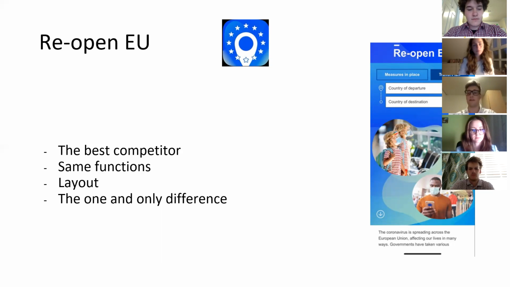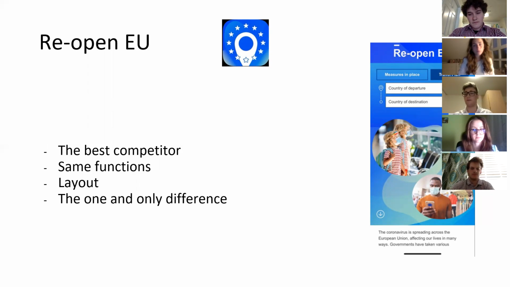Our best competitor, in my point of view, is the app Reopen EU. It has a pretty similar function as our prototype. It can tell you rules and regulations in your place, and it can also show you the travel plan. So by that I mean you select the country of departure and destination, and it will tell you all the rules and stuff you have to do.